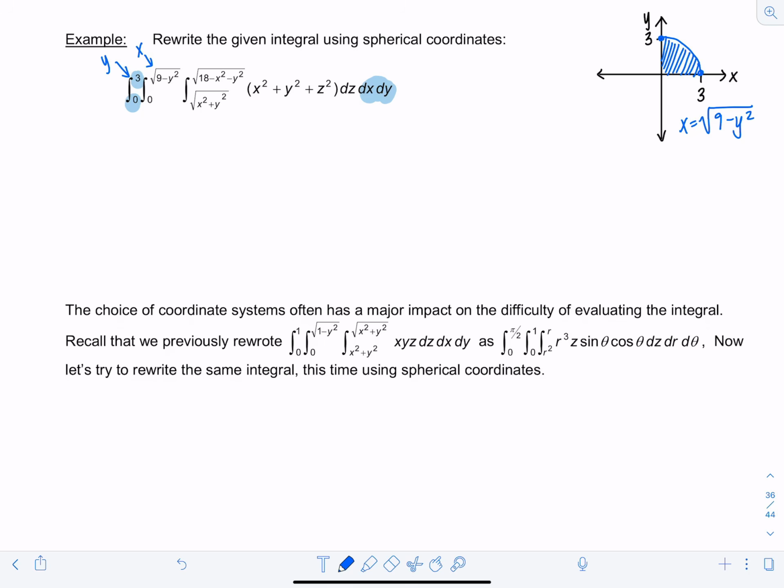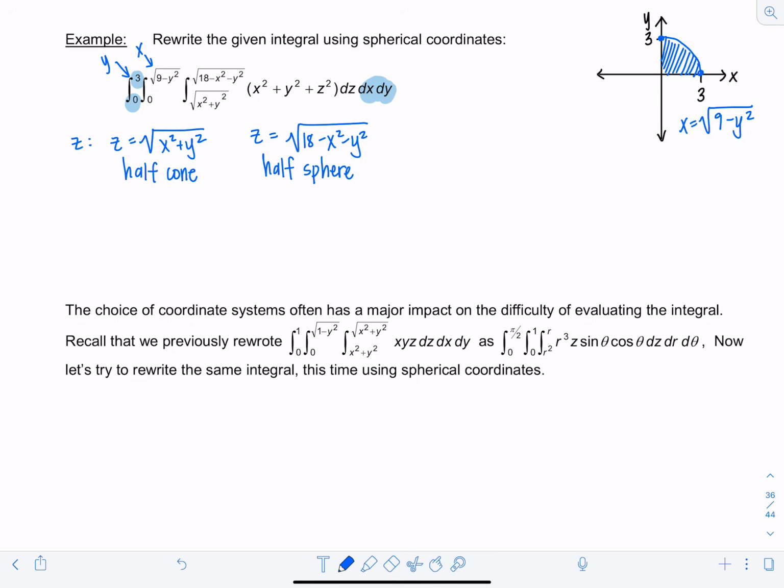Beautiful. Now let's look at the limits on z. So this is the trickier part. So for z, lower limit is z equals rad x squared plus y squared. I know that's going to be a half cone, right, since we only have the positive radical. And then the upper limit is z equals the square root of 18 minus x squared minus y squared. Well, that's a half sphere.